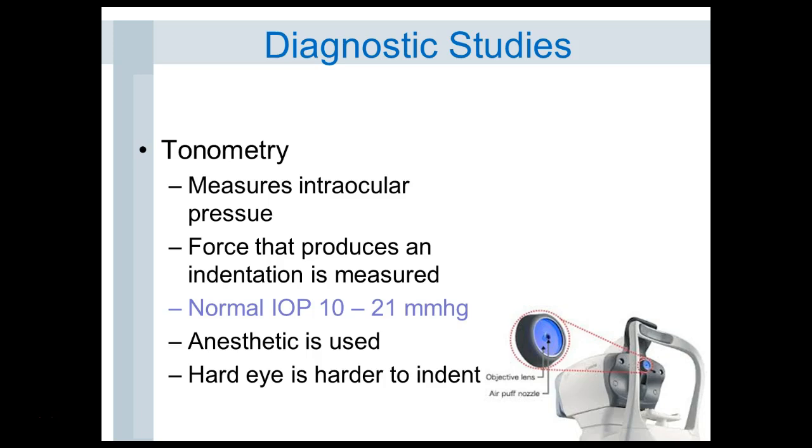Tonometry. This measures the intraocular pressure. Force is produced, and an indentation is measured. So there's a puff of air that comes, and that measures the pressure. Normal intraocular pressure is 10 to 20. Anesthetic is not always used unless it's going right on the eye.